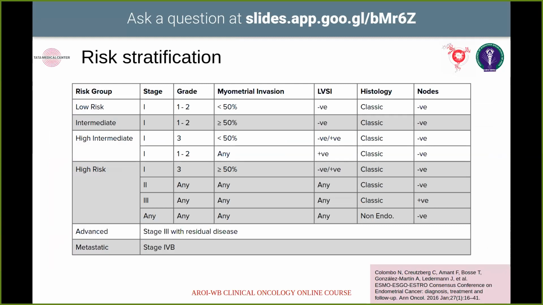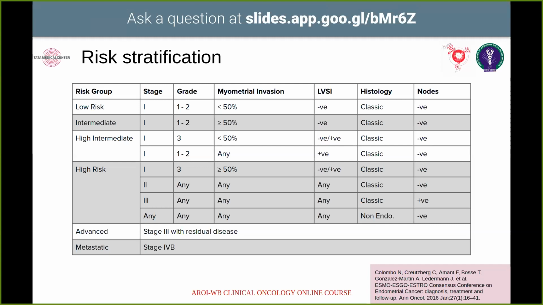And it is one of the few cancers where the staging is based upon risk stratification. The reason why this is done is because early stage endometrial cancers have a very favorable prognosis. So it is important to understand these risk groups are not only prognostic for outcome, but are also used for determining the type of adjuvant therapy.